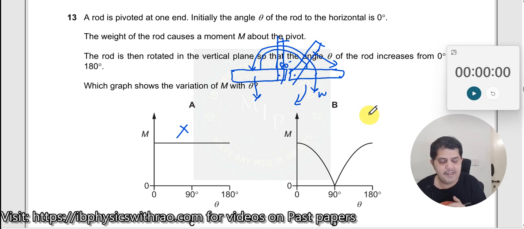Now what is happening in B? See, the torque value keeps on reducing and finally comes to 90 degrees. When it comes to 90 degrees, it becomes 0. The torque actually becomes 0. And when it comes over here, again the torque increases, and it's in the same positive sign. See, if this torque is considered negative, this torque should be positive. So torques are positive or negative. So B is also incorrect.